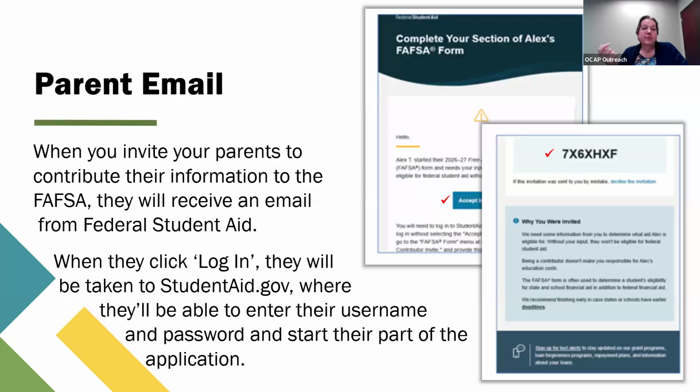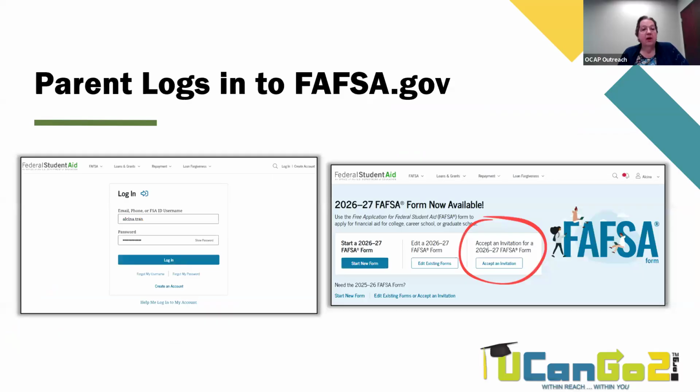But when this parent gets this email, they're going to accept the invitation. That button's a little bit covered up, but you see where that's checked. And then farther down, you see the box that has that security code that the parent will need to access that student's FAFSA. The parent will log in to FAFSA.gov, and that's where they'll click that accept an invitation button to get them started on the form.